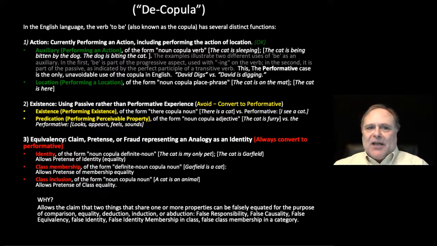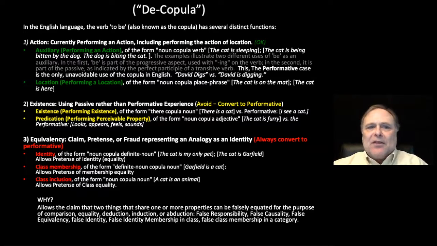So when you call it an action, you can say, I'm claiming that an action is happening, I'm claiming that something exists as, and I'm claiming that something is and has identity or membership, right? So those are three scales: action, existence, equivalency. And so where you get to the problem is equivalency.